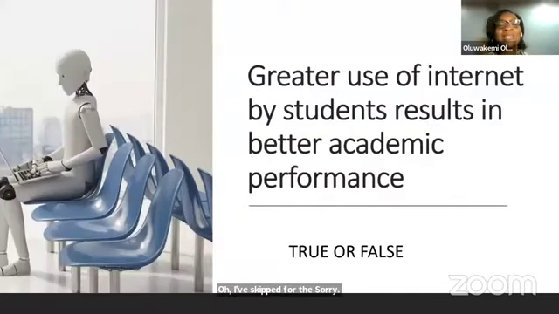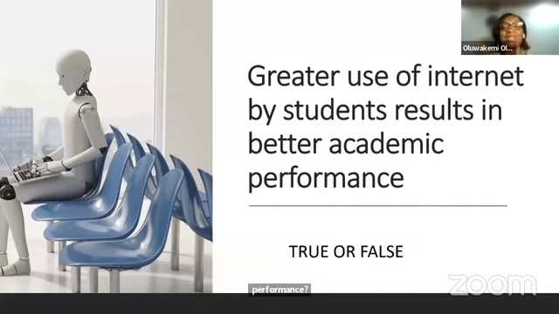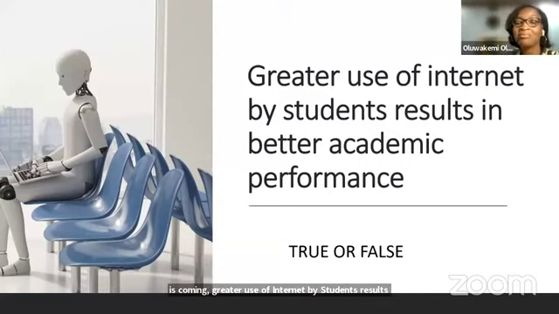All right, so the next question is, greater use of internet by students results in better academic performance. True or false? So the response is coming. All right, thank you so much. So let's see, your response is coming. Greater use of internet by students results in better academic performance. What do you think? Is that true?